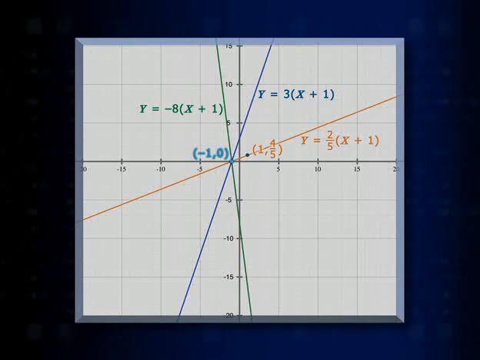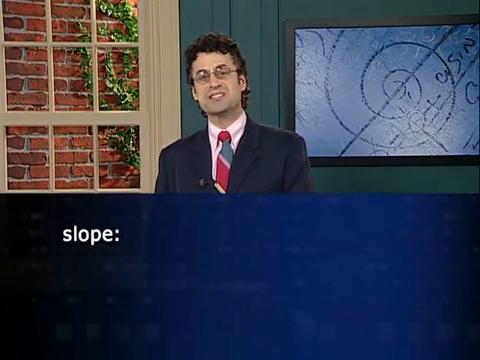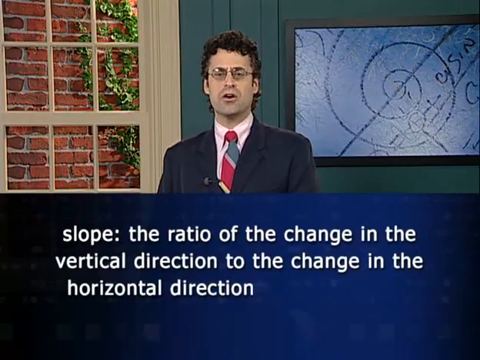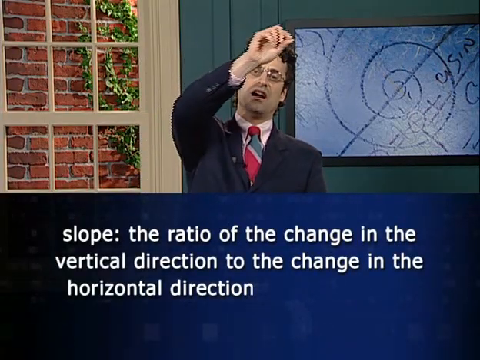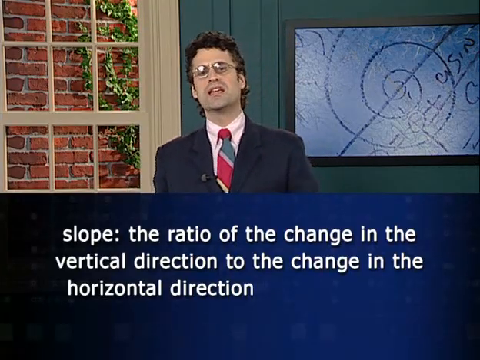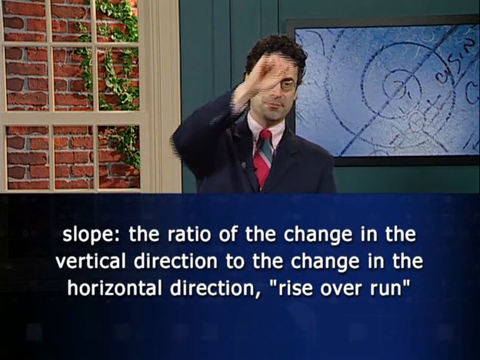Secondly, we see that the number multiplying the x plus 1 term affects the pitch of the line. The larger the number, the more steep the line. The pitch of a line is called the slope, and it is precisely defined as the ratio of the change in the vertical direction to the change in the horizontal direction. And so informally, students remember slope as rise over run.